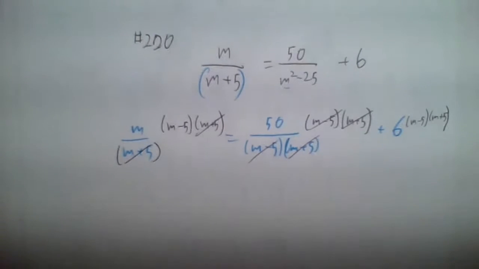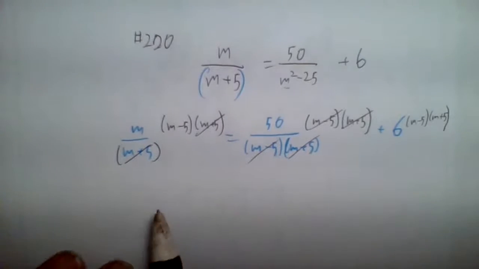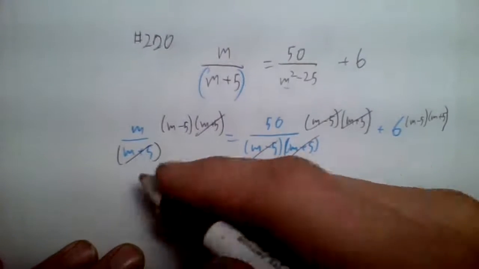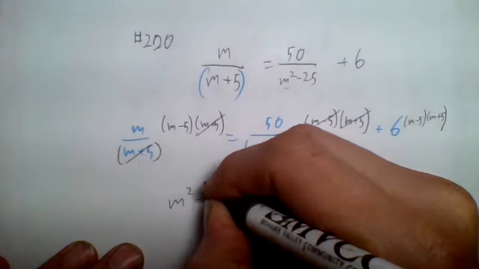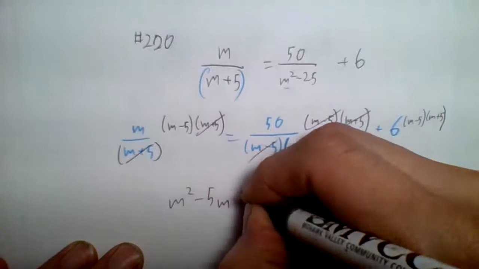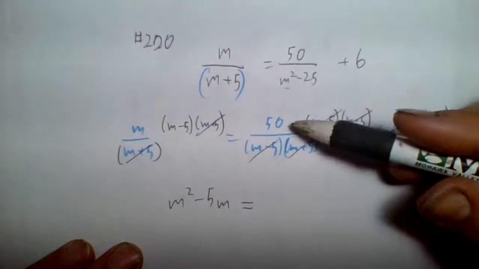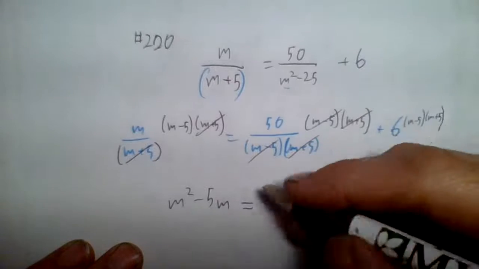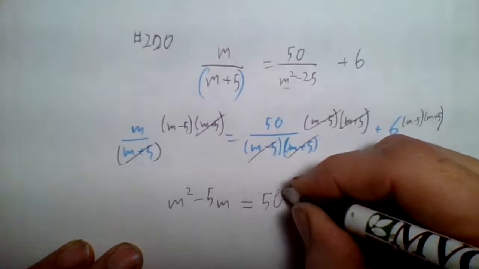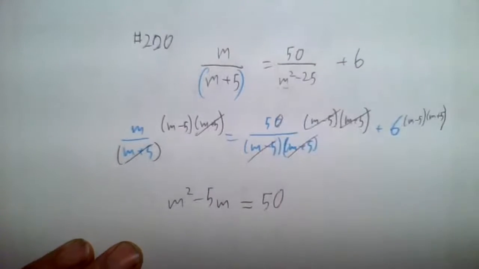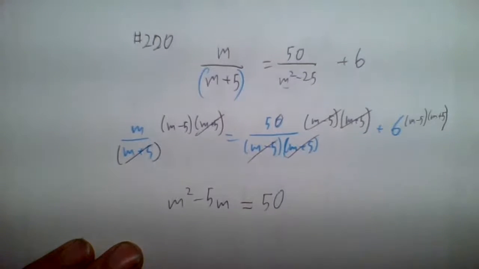No denominators, but a bunch of terms up here. So let's see what it is. M times m minus 5 is m squared minus 5m. There's my equal sign. Just the 50 left on all this. That looks like a 56, but it's just a 50. That's a 0. That's all that's left of that one.